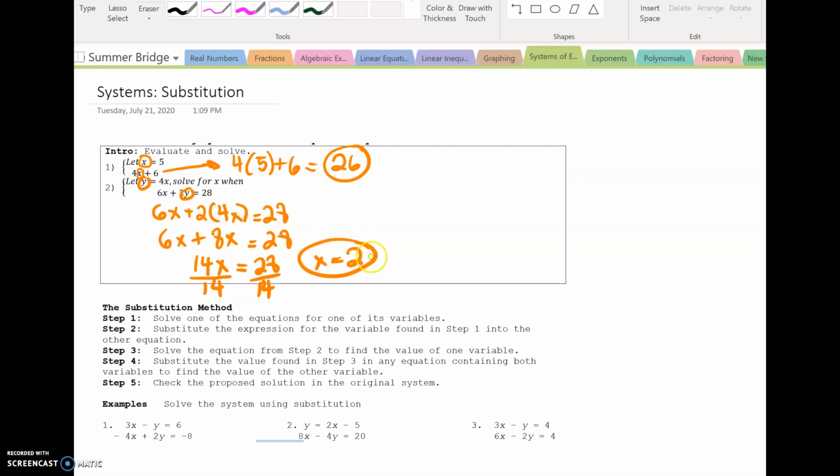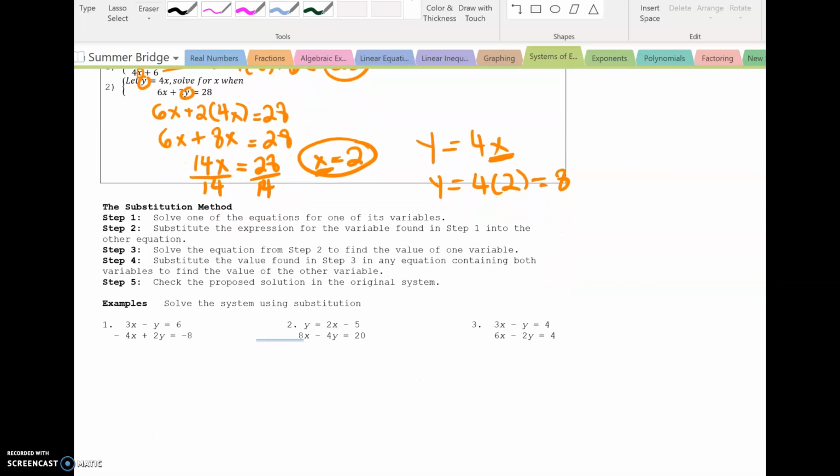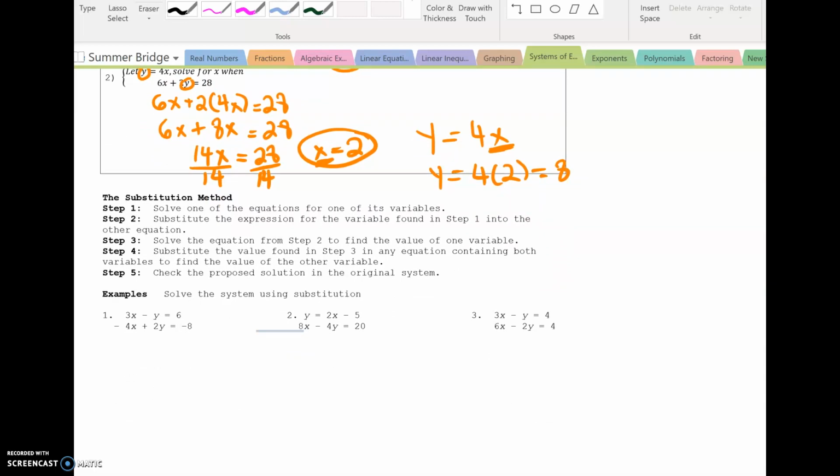Then if I wanted to solve for y, I have defined y to be equal to 4x, so I have an x here and an x here, so I can replace this x with what I have just found x to be, which is 2. So y is equal to 4 times 2, which is 8. Okay? And believe it or not, we just solved a system of equations using the substitution method. But let's formally define what it is that we did.